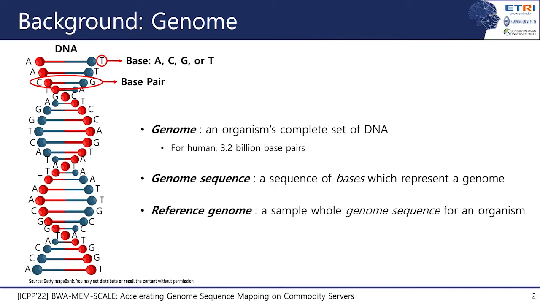Human beings' DNA is composed of about 3 billion base pairs. Genome sequence is a sequence of the bases which represent a genome. And reference genome is a sample of a full-length genome sequence for an organism. That is, the reference genome sequence has 3.2 billion characters.